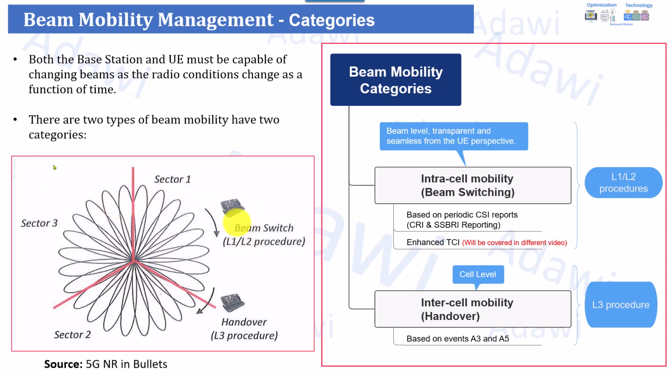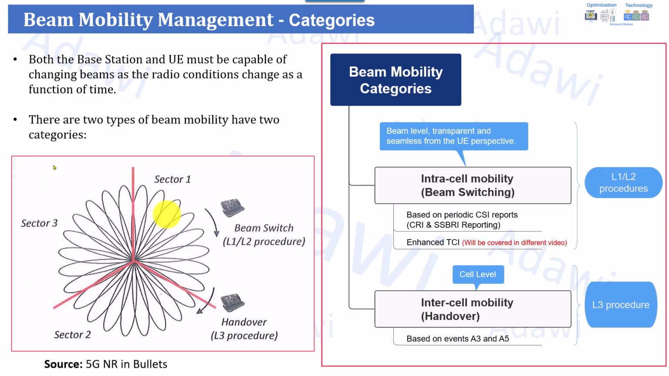So, for example, assume now the user is moving from one beam to another, this third and fourth, and so on. So the gNodeB should change the serving beam for the user to ensure that the user is being served by the best beam which has the best radio condition, which can guarantee that the user has the best coverage and so on, right?